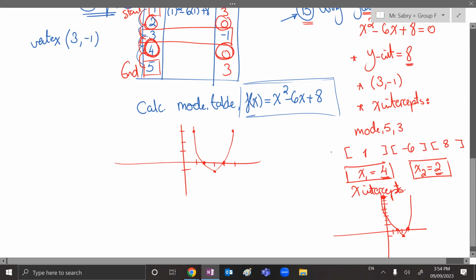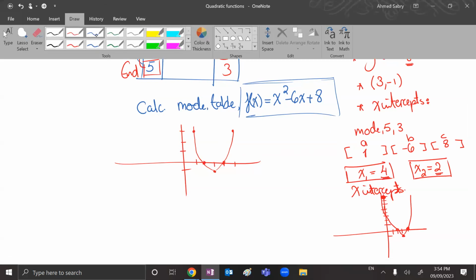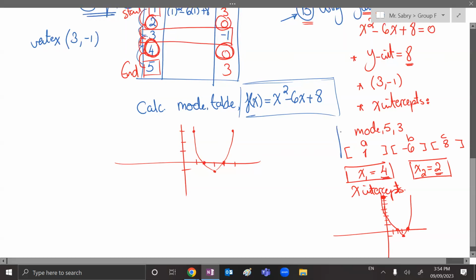The 1, negative 6 and the 8, these are the A, B, and C. Okay, so like for example x is 4, 2 is the x is 1. Yes. Each one of them is a point. It's the x-intercept. So the y's are zero.